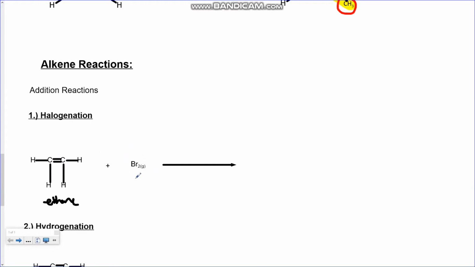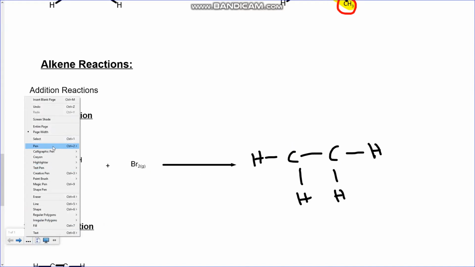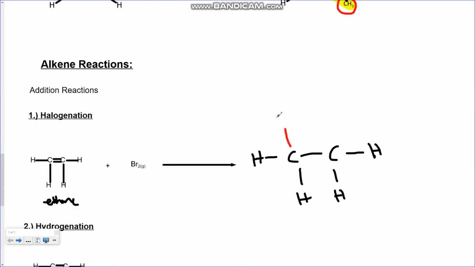So we have our ethene, and there's a double bond, but we have 2 halogens. What these halogens are going to do is break down a bond. So instead of a double bond being present, it'll only be a single bond. That's what's going to happen here. Now, you're probably thinking, well, each of these carbons only has 3 bonds. They can form 4. Well, that's where the bromine comes in. Now what's going to happen is the bromine will bond with the carbon.